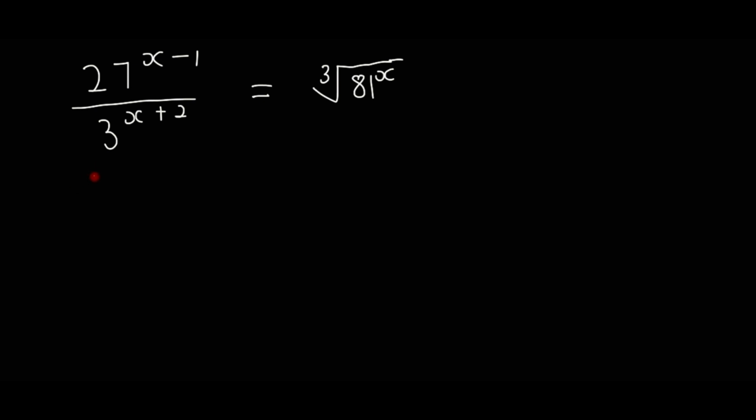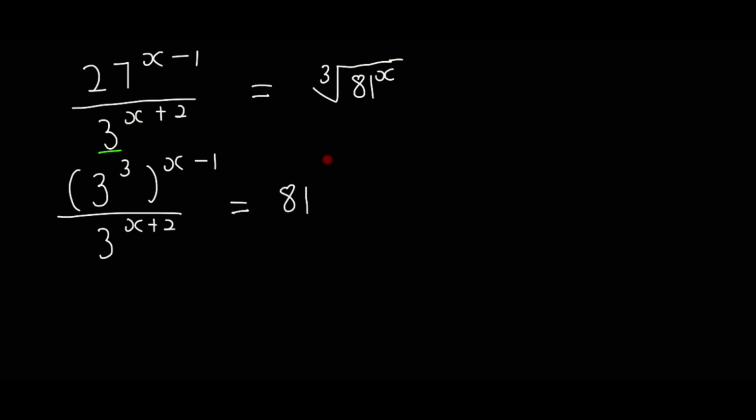So we are going to change 27 into its prime base, and then we have 3 to the power 3, and then we have x minus 1, and then this one is 3 to the power x plus 2. We change this one into 3 because we noticed that at the bottom we have 3, so we want them to be the same. And then as for this one, the first thing, always make sure you take this number out of the cube root. When we take it out of the cube root, we will have this one divide by this one. So we have 81 to the exponent x over 3.